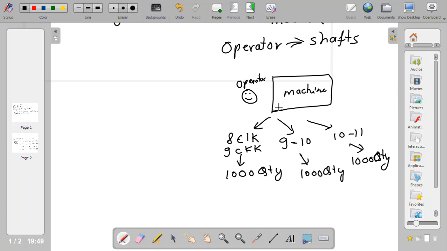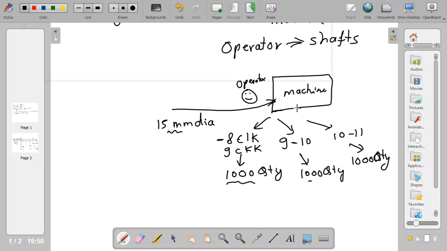Definitely some errors will be there in the machine. Suppose you have set this machine at 8 o'clock in the morning in order to manufacture shafts of 15 mm diameter. Okay, so from 8 to 9 you manufacture 1000 quantities, from 9 to 10, 1000 quantities, from 10 to 11, 1000 quantities. So like that they keep on manufacturing.